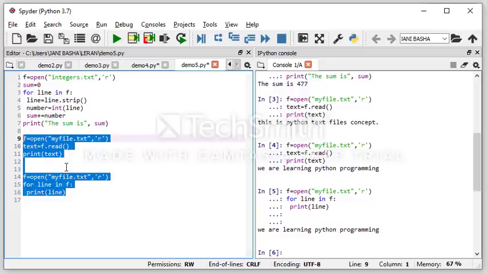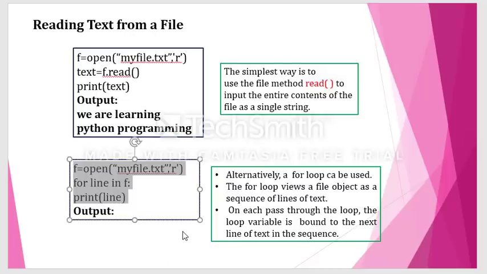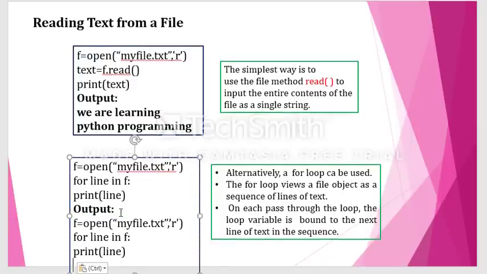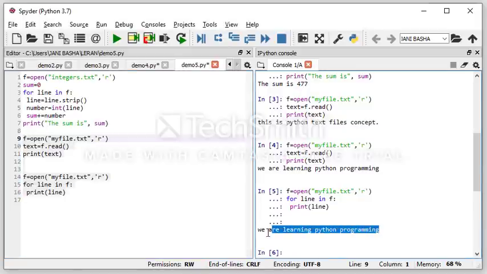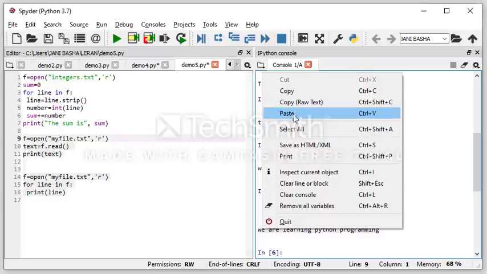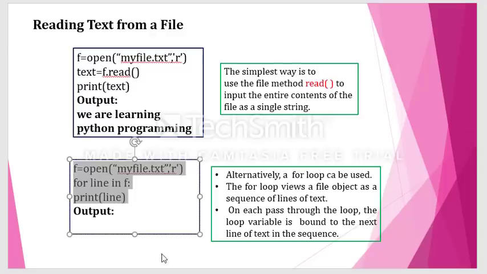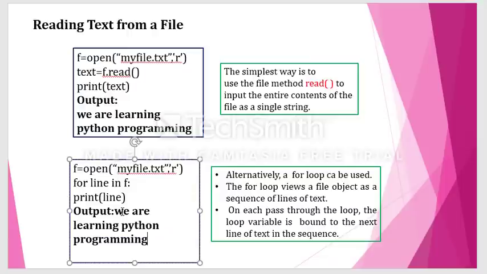We can read contents from a text file. But apart from these two methods, there is another method: using a while loop also we can do the same operation. So what output did we get for this particular code? We got the output: we are learning Python programming. So simply copy this content and paste it in the PPT, because that is the output we have got. So we have learned about two methods.